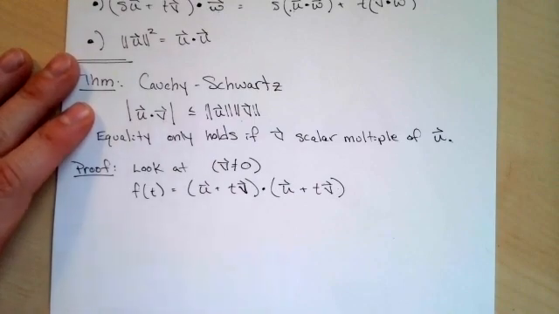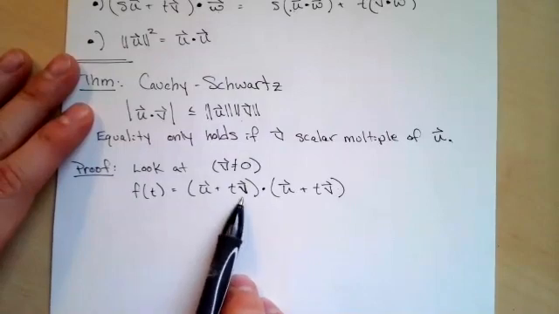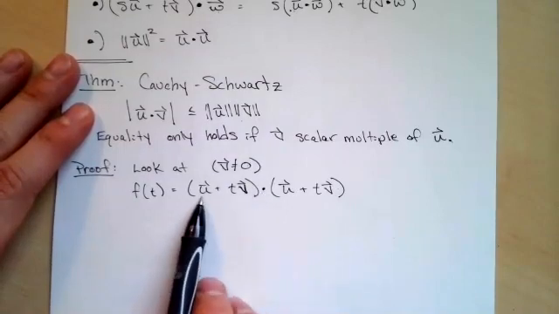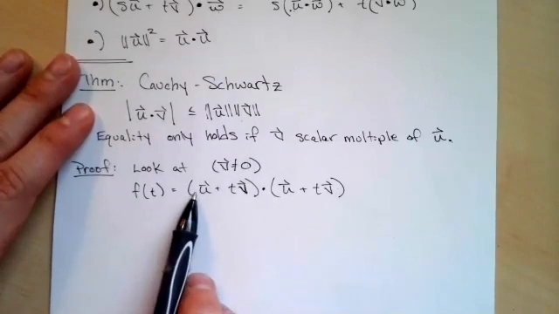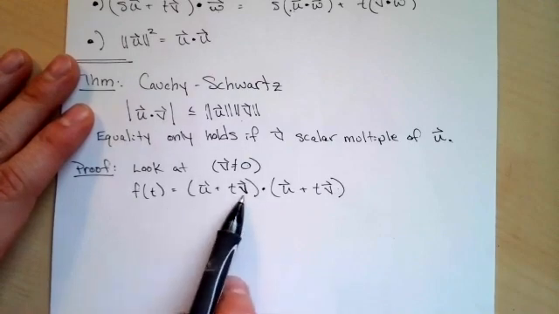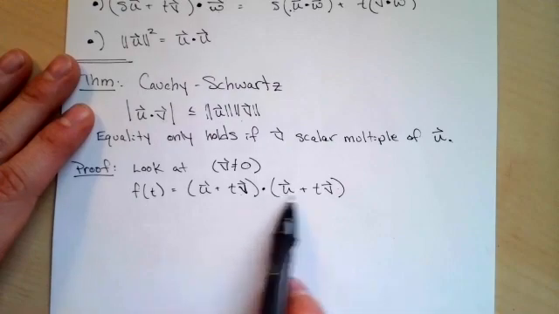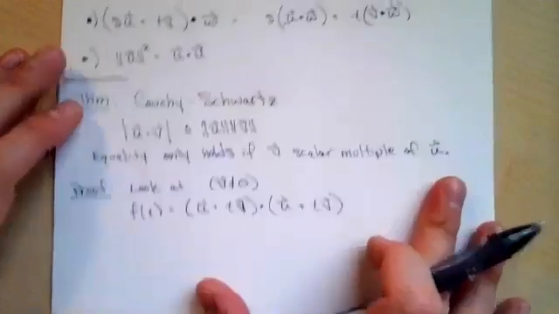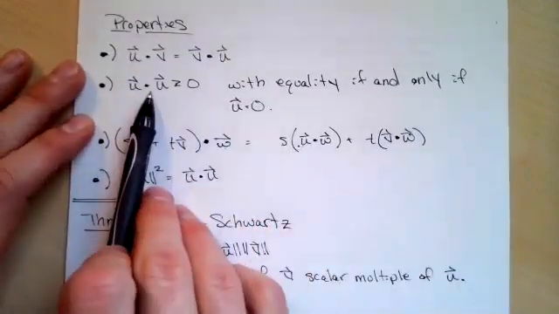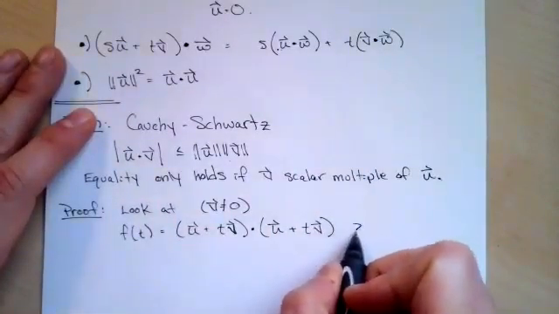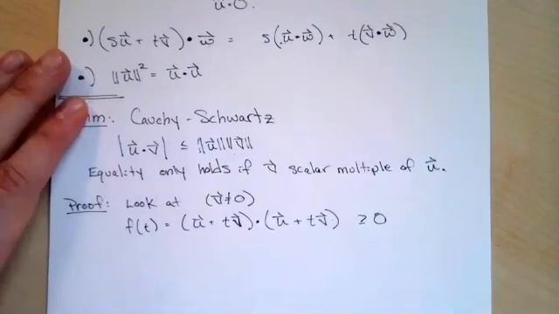So we're defining this function, and note that because the function is a dot product of a vector with itself, so again, we're just taking a linear combination of our two vectors, u plus tv, dot with itself. And by the positive definite property, I know that this has to be bigger or equal to 0.